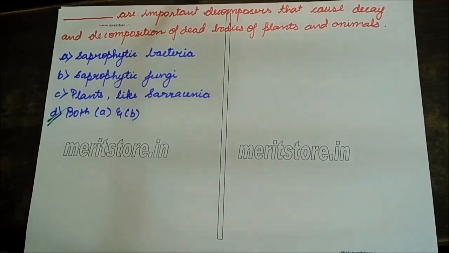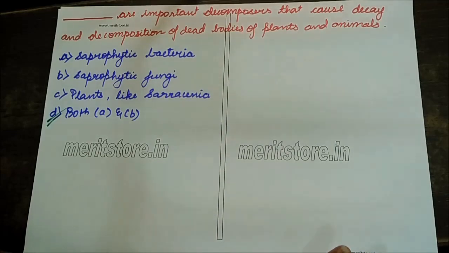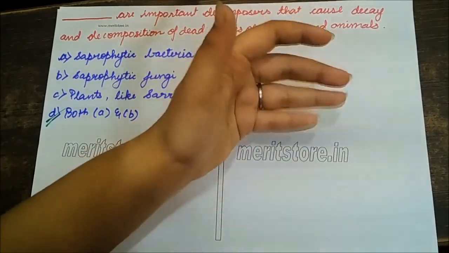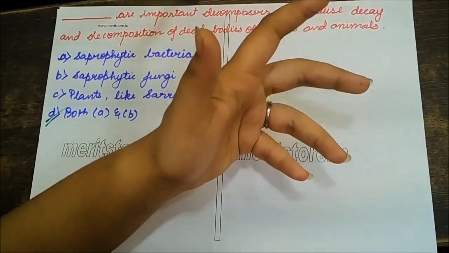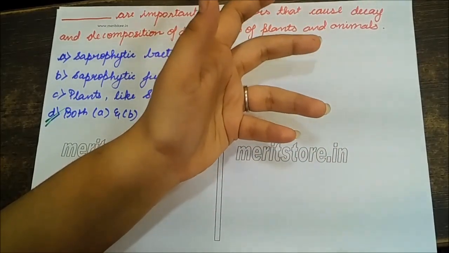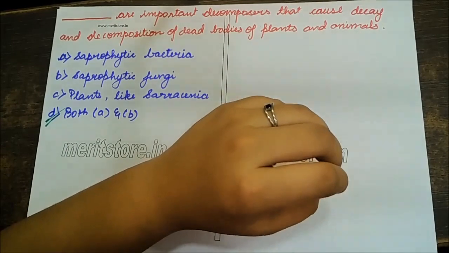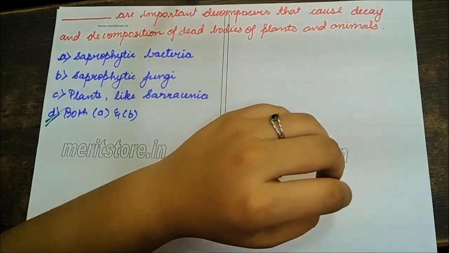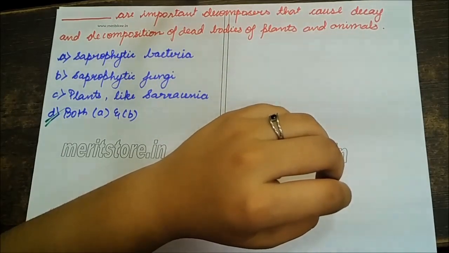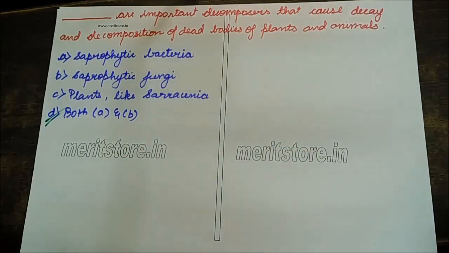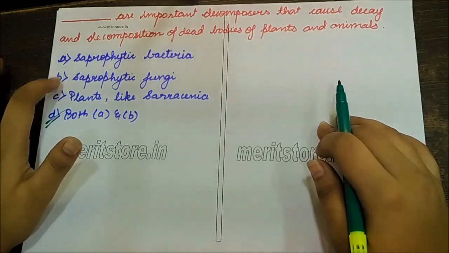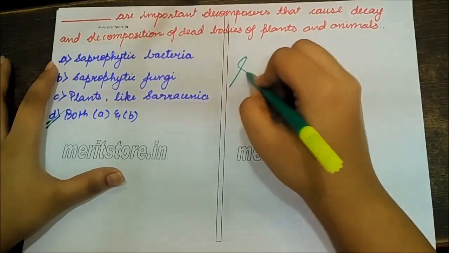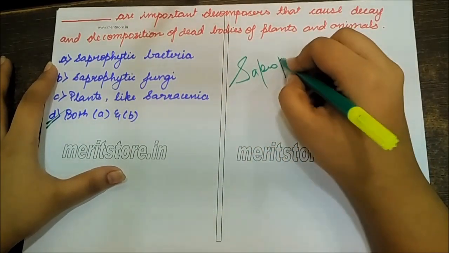Let's know how. Saprophytic bacteria are free living bacteria which obtain their food from organic remains, for example, corpses, excreta, fallen leaves, vegetables, fruits, meat, jams, etc., and even bread and other products of plant and animal. The breakdown of organic compounds is called decay. Saprophytic bacteria along with saprophytic fungi are the decomposers of organic remains. So therefore option A and option B, that is saprophytic bacteria and fungi, are the important decomposers that cause decay and decomposition of dead bodies.